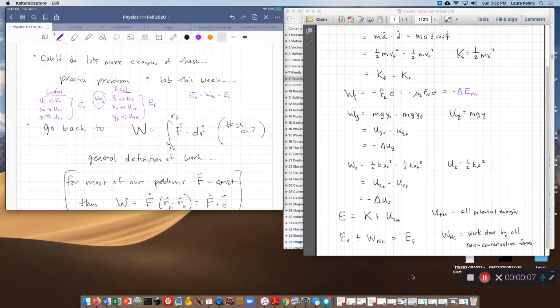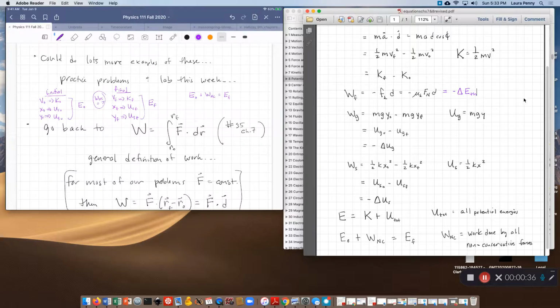One thing I want to note here is that I've added onto this equation sheet under work for friction. I now have not only the friction force and the displacement, but also that the work done by friction is negative the change in the thermal energy that gets produced. And so this is the same thing. The change in thermal energy is negative the work done by friction. Let me just move the negative over to this side.